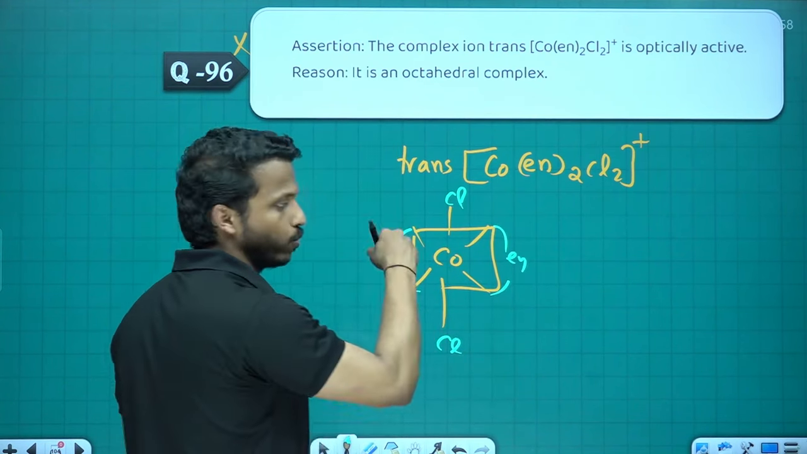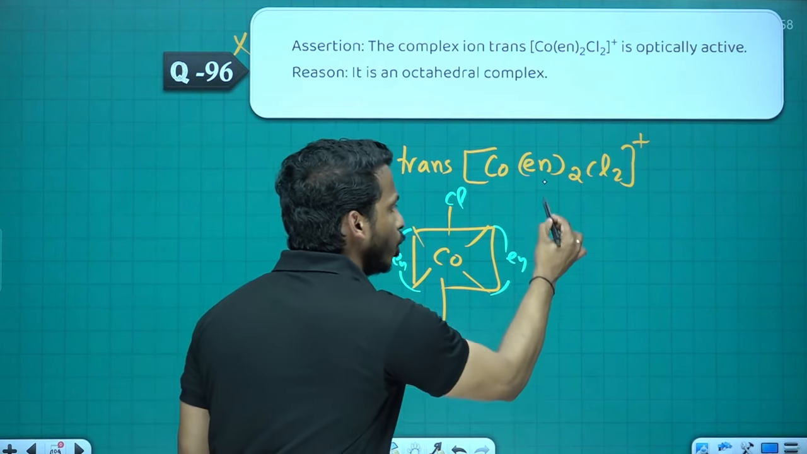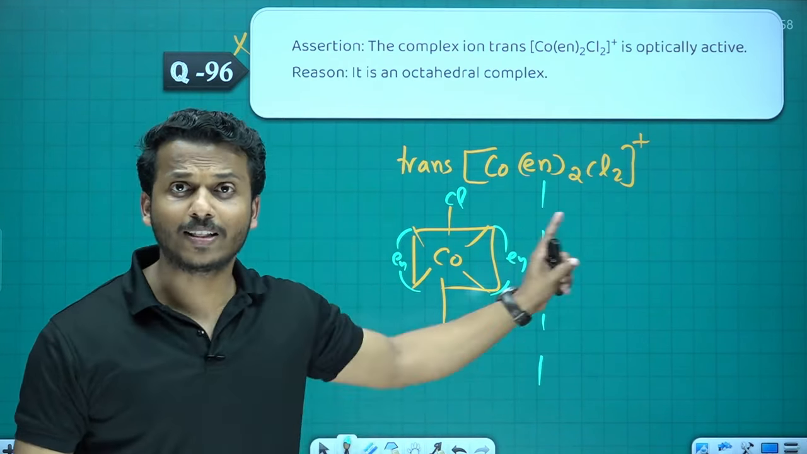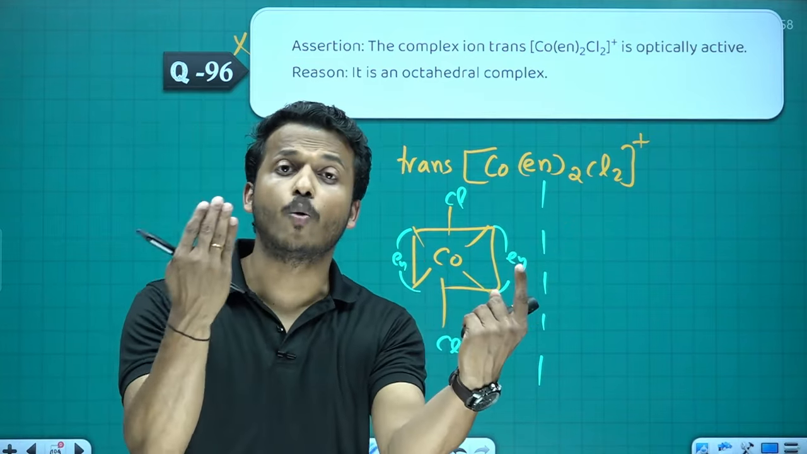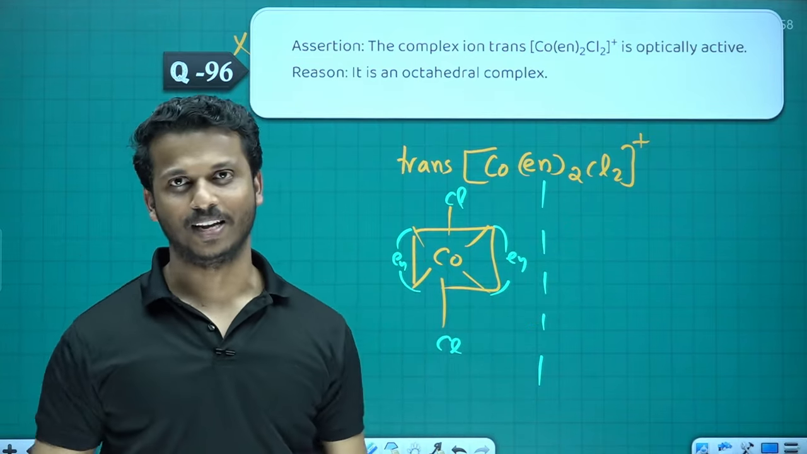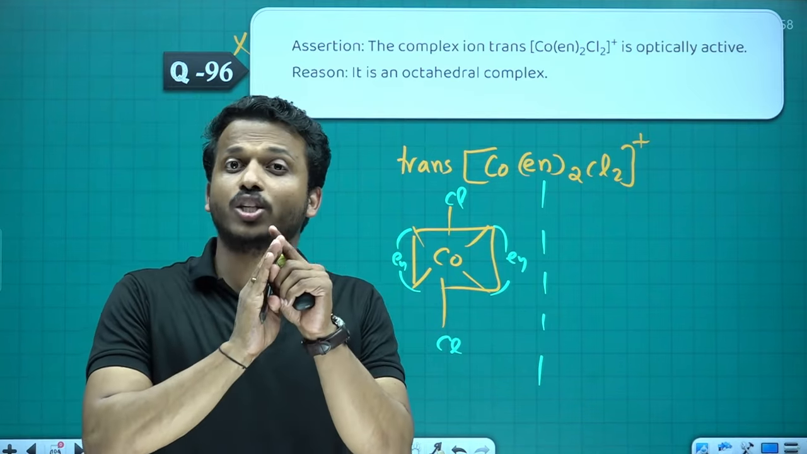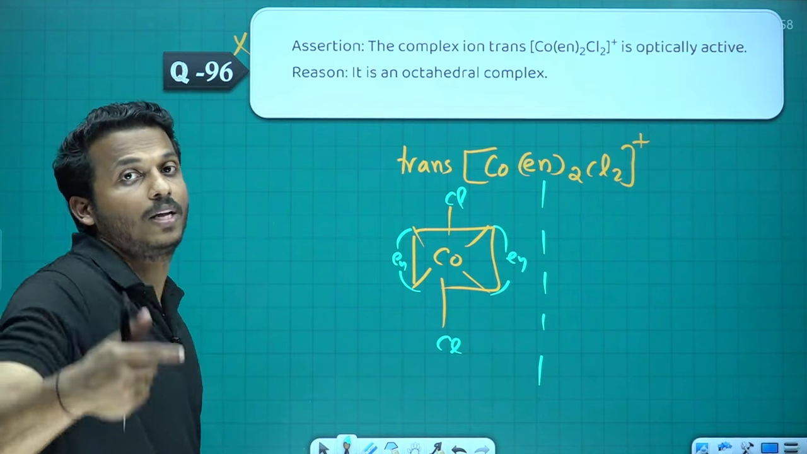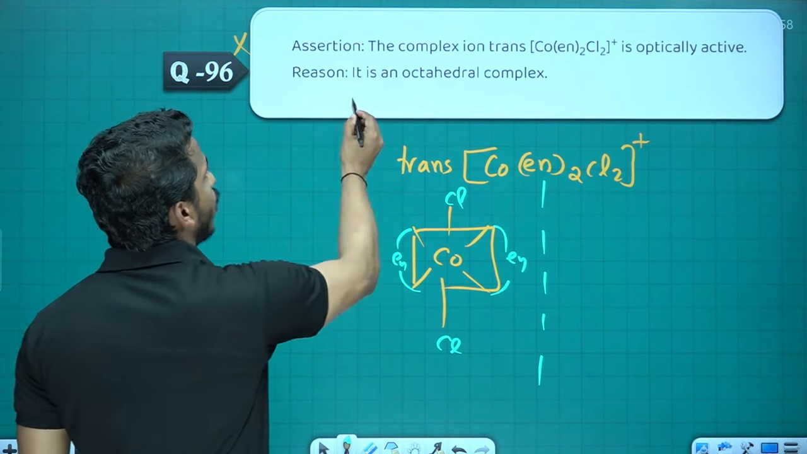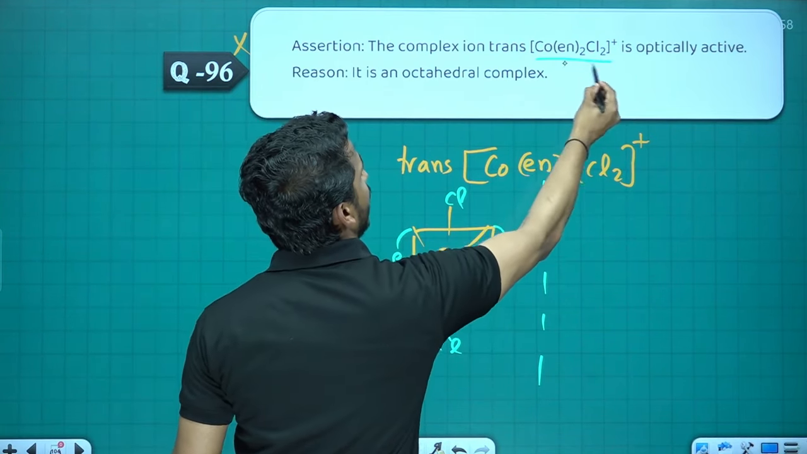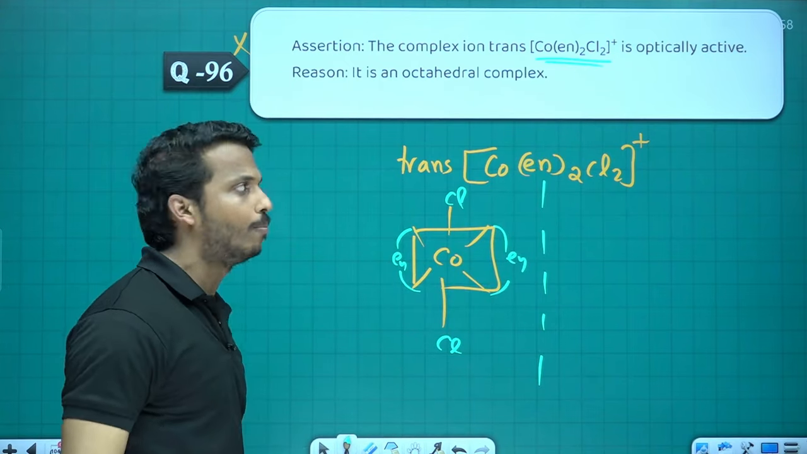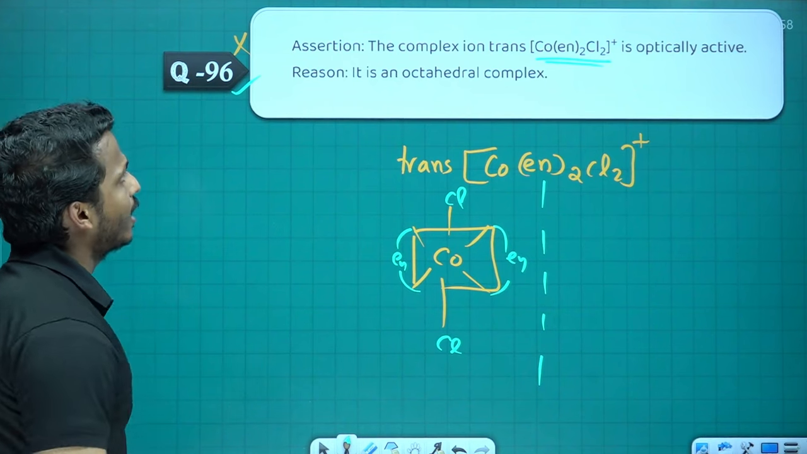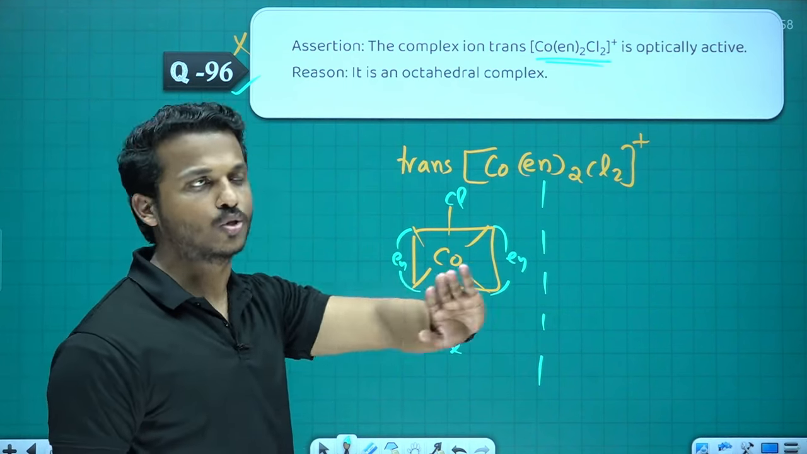With the 1 plus charge. If it is to be optically active, take the mirror image. If you take the mirror image, they are superimposable. They are the same. So trans isomers are generally optically inactive; only cis is optically active. It is an octahedral complex, with coordination number 6. So the assertion that the trans complex ion is optically active is wrong.